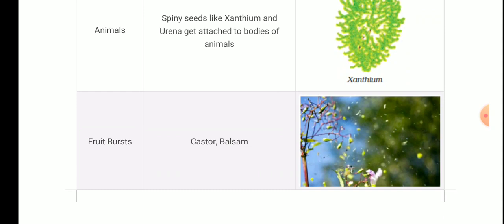What are the examples of different types of plants that need different types of conditions, or different methods, for seed dispersal? Clear? So, this was the last topic and this concludes the chapter, reproduction in plants. I hope it is clear to all of you students.